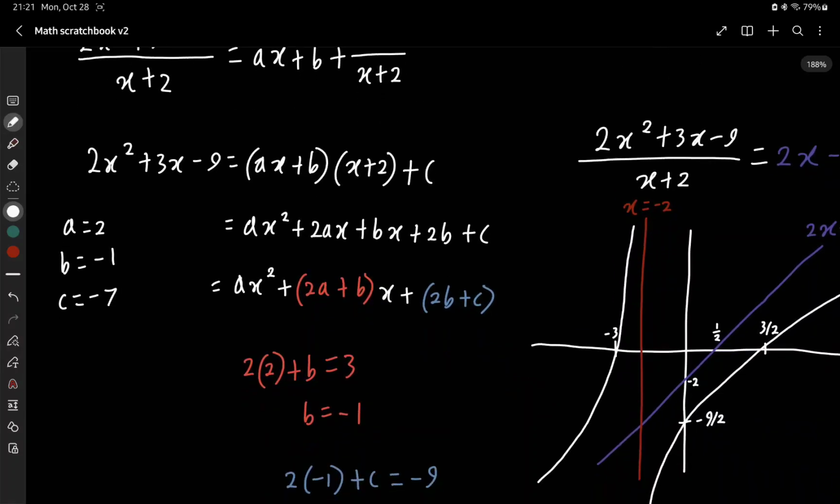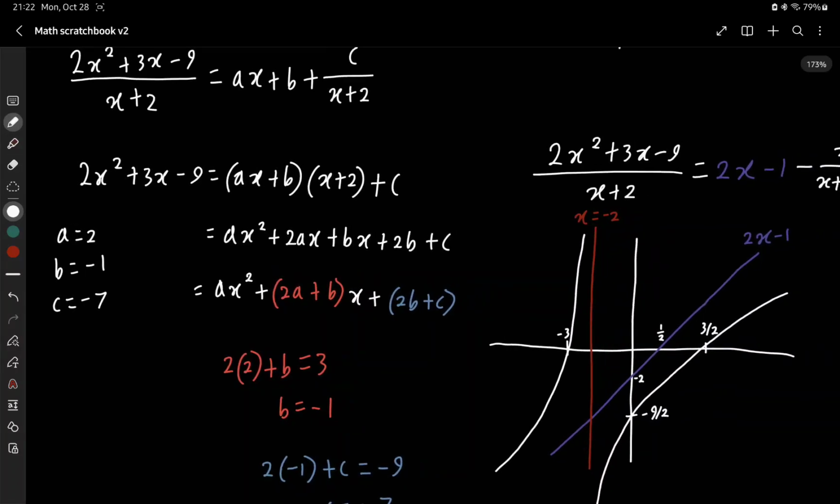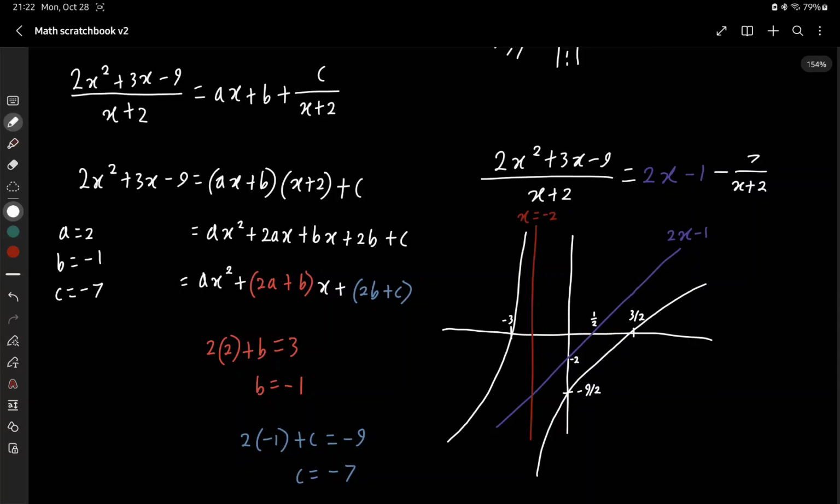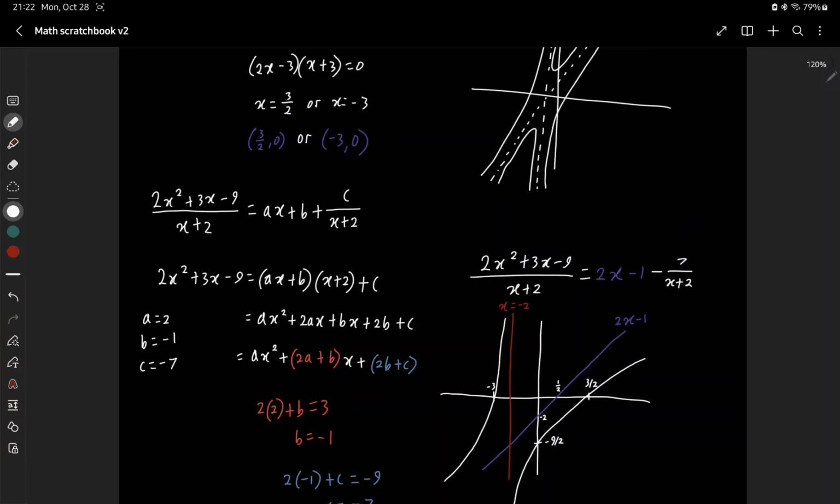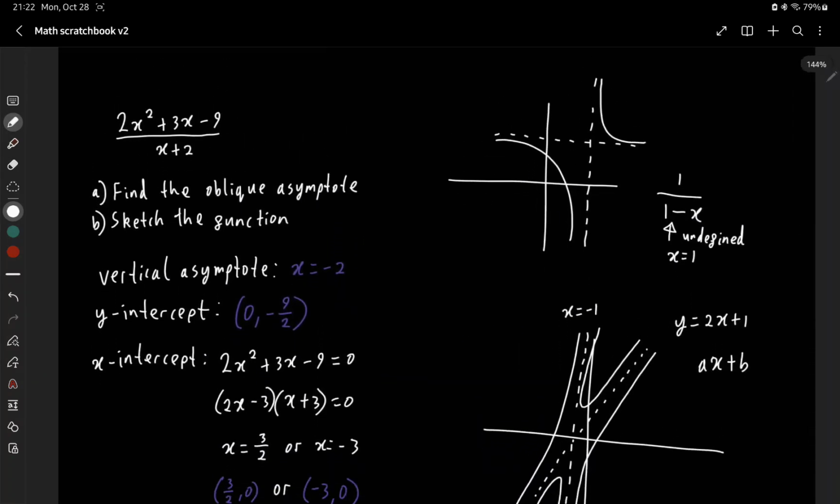And then you just equate coefficients. You can do it using polynomial division to get the oblique function, and then plot the vertical asymptote, plot all of your intersections that you found, and yeah, that should be it in terms of graphing these types of functions.